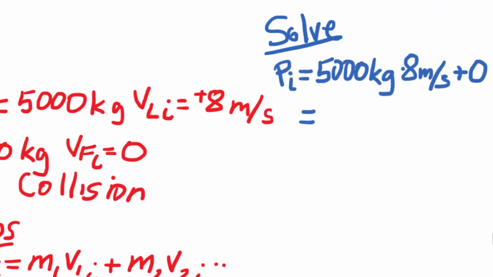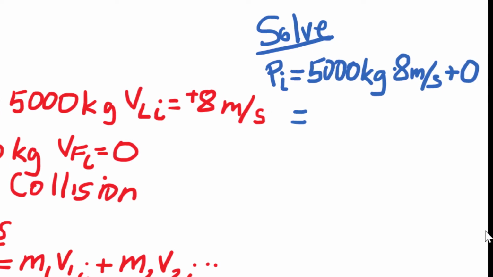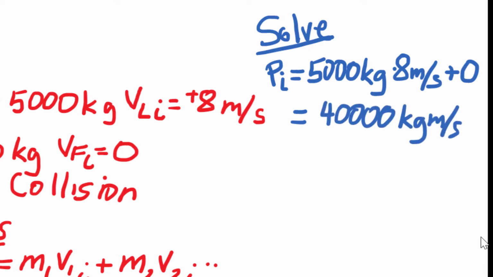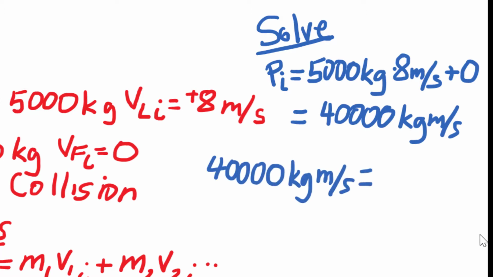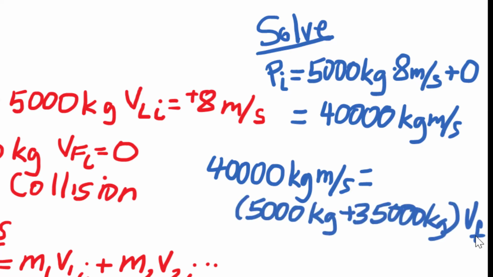Let's take a look at our initial momentum: the 5,000 kilograms times our 8 meters per second plus 0. Our freight cars have no momentum because they're not moving. So we have initial momentum of 40,000 kilogram meters per second. That'll need to be our final momentum as well. So our final momentum is now distributed among the complete mass of the locomotive and the freight cars. So it's the 5,000 kilograms of the locomotive, the 35,000 kilograms of the freight car, all of that mass times our final velocity. And that's what we're looking for.